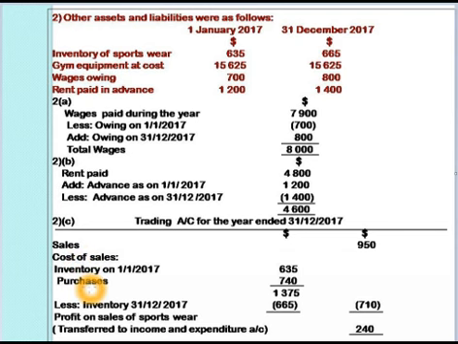Purchases value, again I have taken from the receipts and payment account. So once I subtract the cost of sales from the sales, I get the profit for the club and society as $240, and this $240 will be transferred to the income and expenditure account.